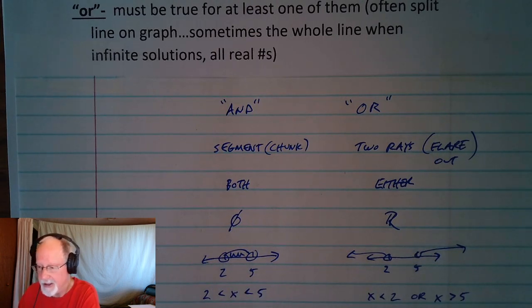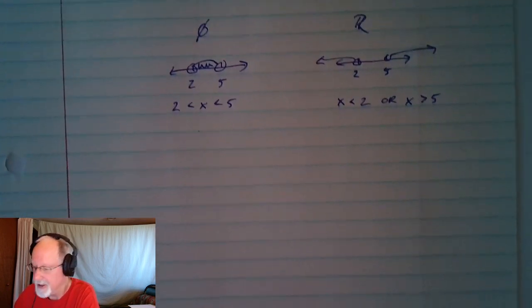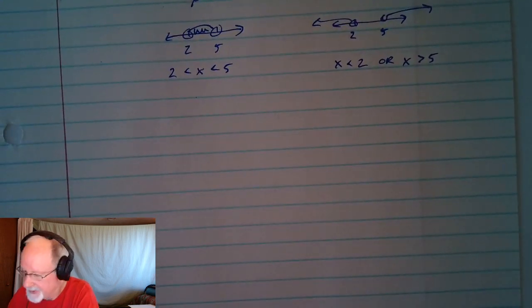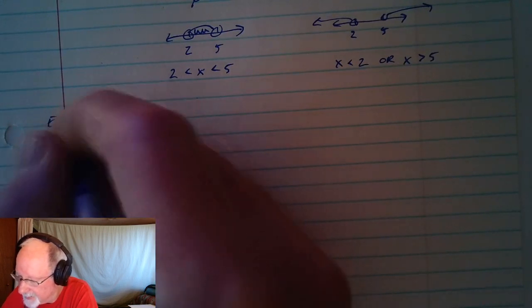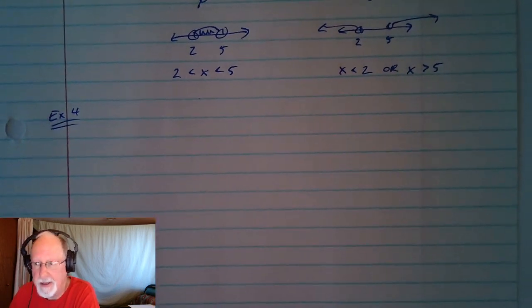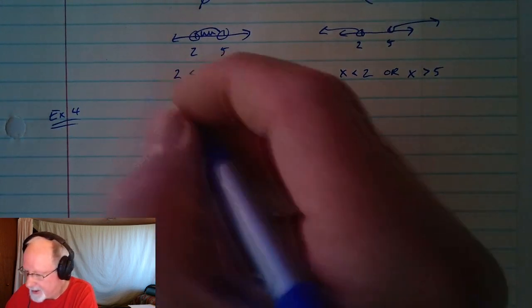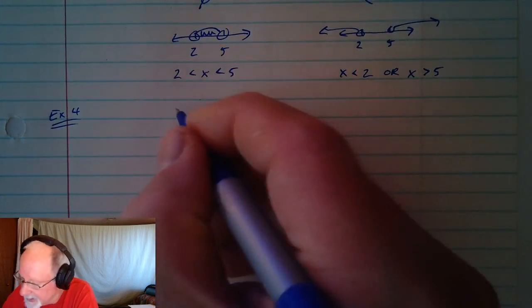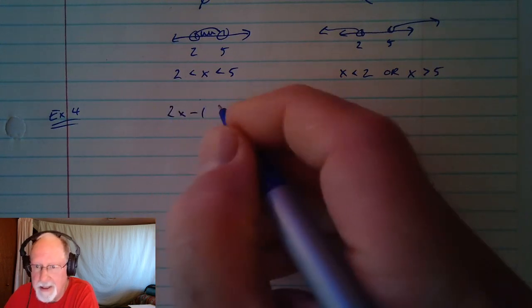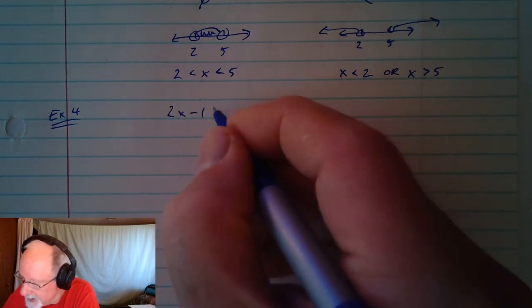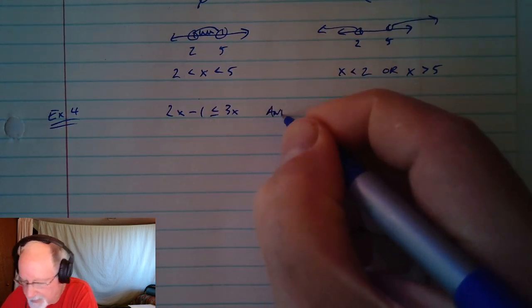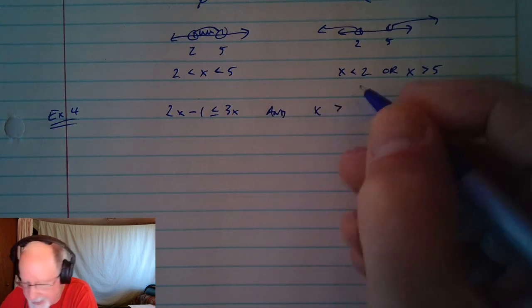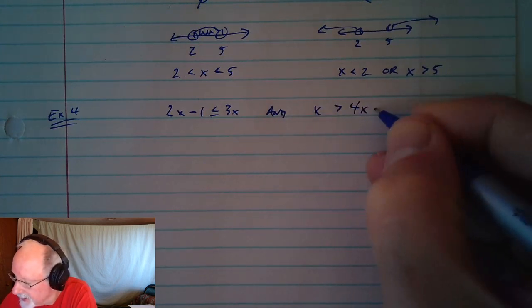So I've got 3 examples for you guys just to go through here quick, and then I'll let you get going on your homework. All right, first example, this would match up with example 4 in the book. It would be given like this. 2x minus 1 is less than or equal to 3x, and x is greater than 4x minus 9.